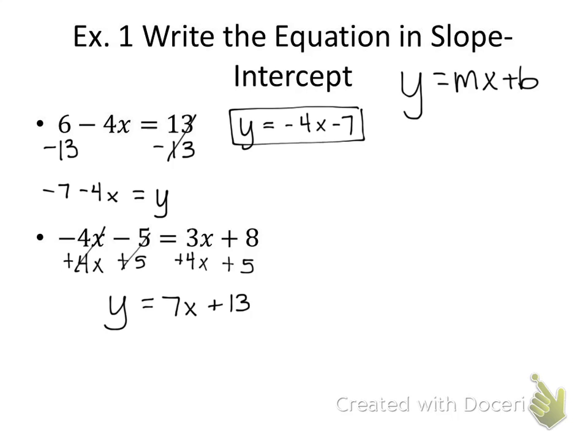And is this equation in slope-intercept form? Is everything in the right order? Yes, it is. So I know that this is my answer. Okay, that's how we take an equation and put it in slope-intercept form when I'm missing a y.